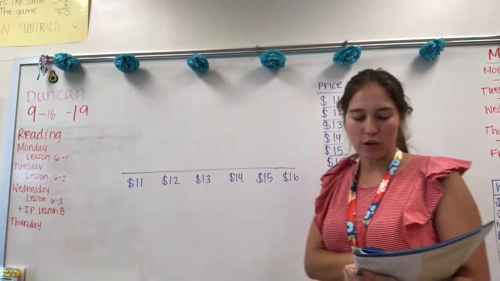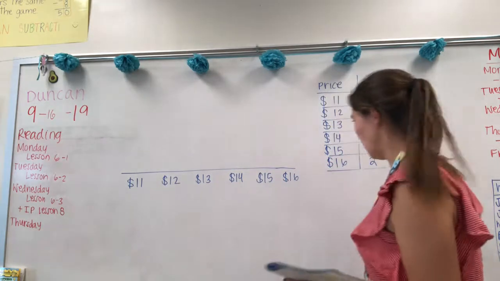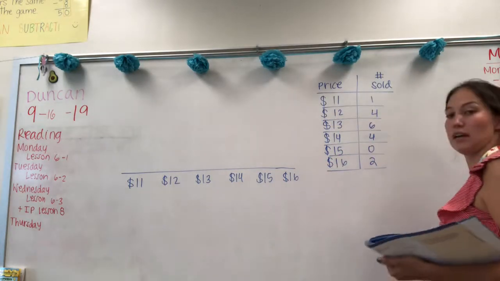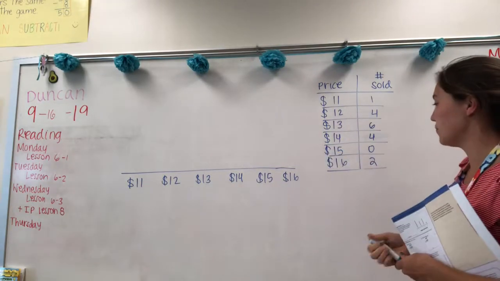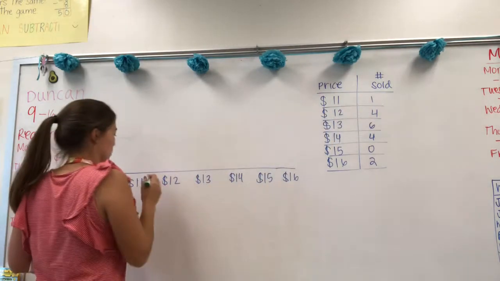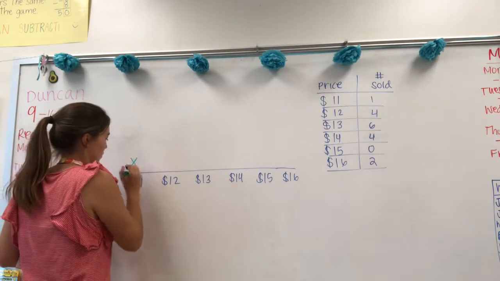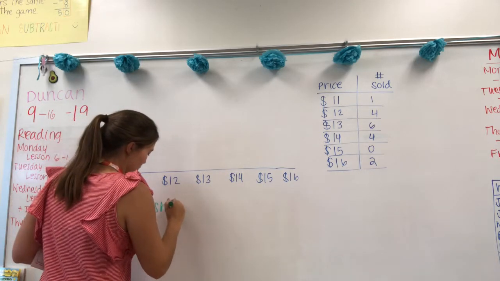Before it even gets to a question, it says use the data in the table to make a line plot. So what I'm going to do is exactly what it says. I'm going to use the data in the table and make a line plot. So here's how I do it. $11 had one shirt sold. So here, X equals one shirt.